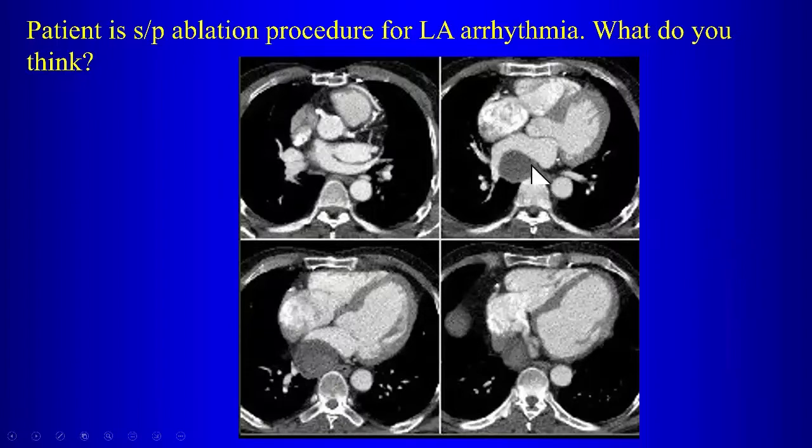So notice that the borders here, are these obtuse or acute, these margins? Obtuse, right. So these are obtuse margins, not acute, something that is actually inside the chamber should give you acute margins. So this is actually in the wall of the left atrium. So what do you think this represents?